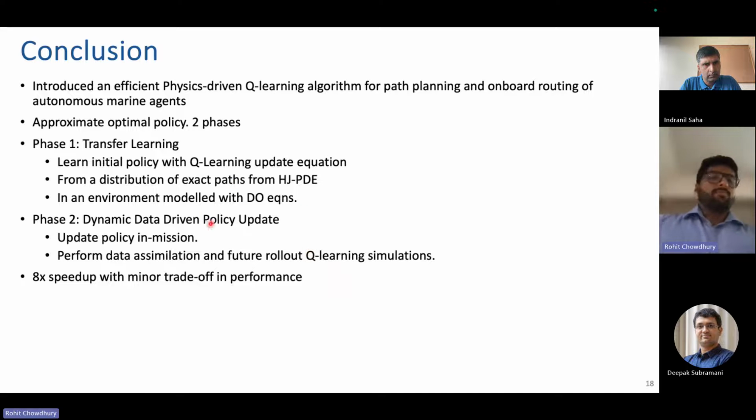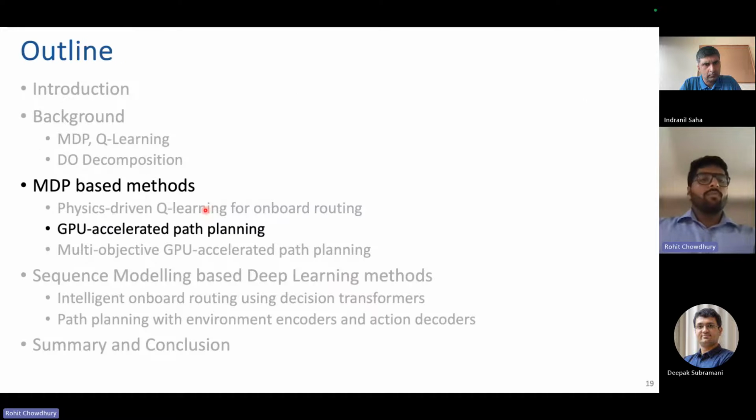Now, so this is one work. Now I'd like to move on to the next piece of work. Up till now, we tried to approximate the optimal policy, but now we're going to move on and try to accelerate computing the optimal policy. The way we do that is by using GPUs.